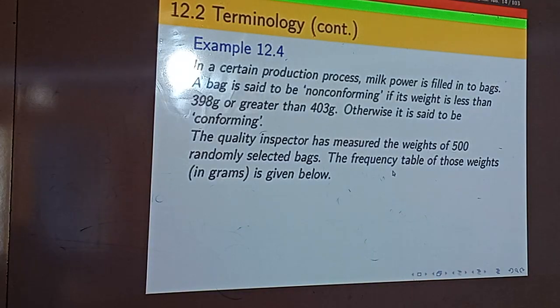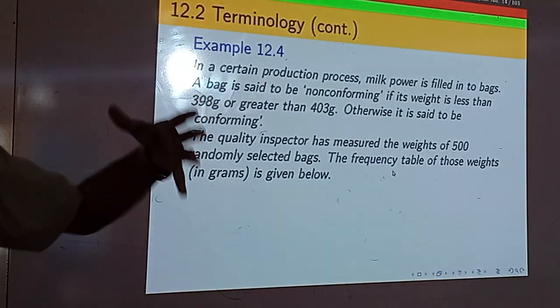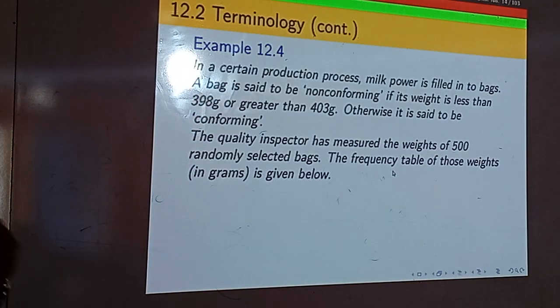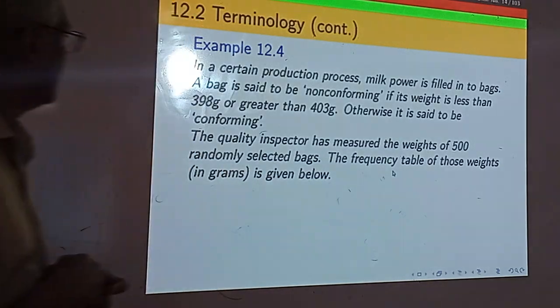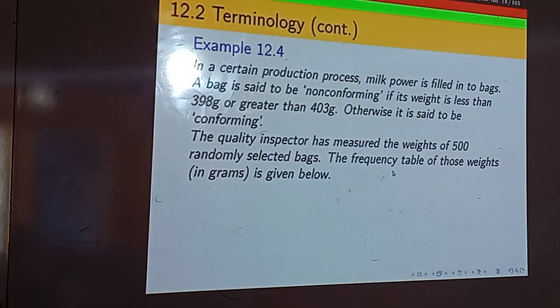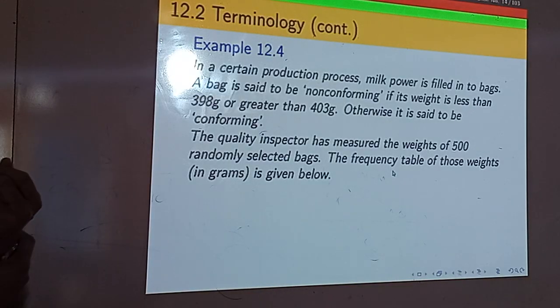So again you have some data. In this case we have only a group frequency table, but sometimes you might have individual values also, right? The weight of milk powder bags is the variable we are considering here.